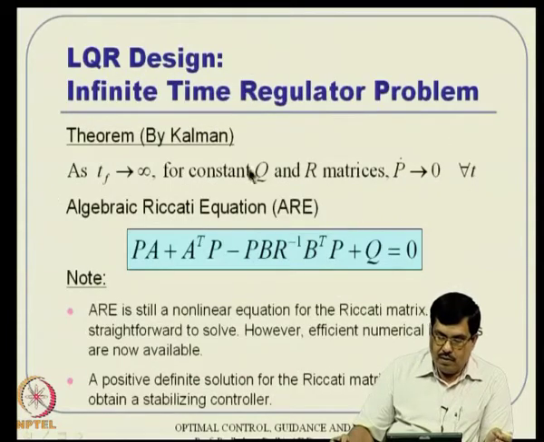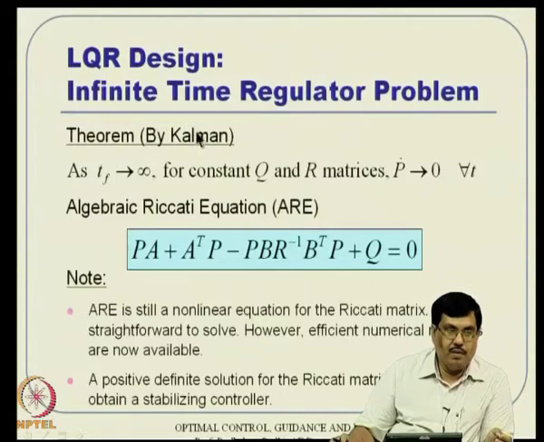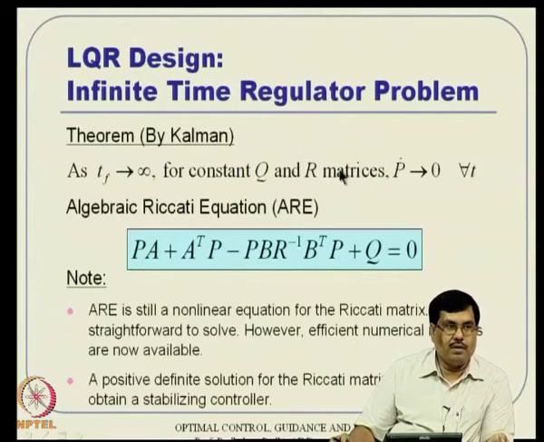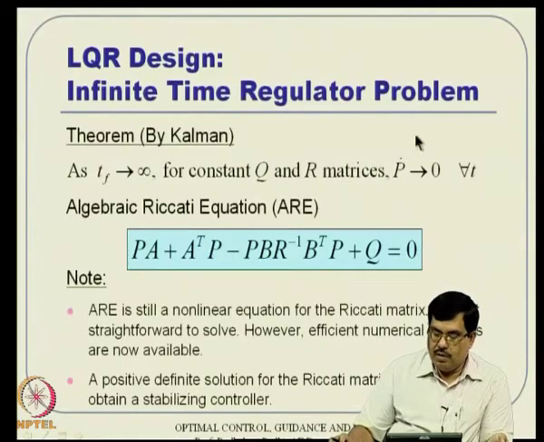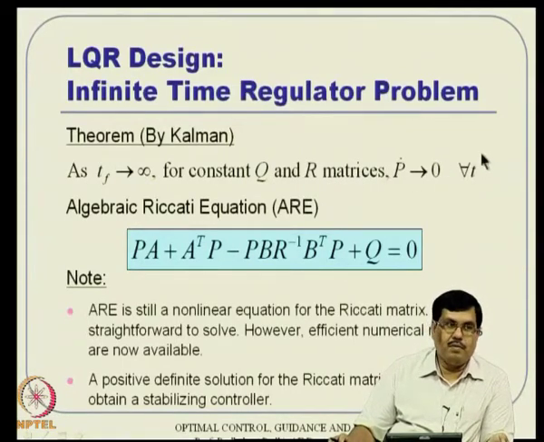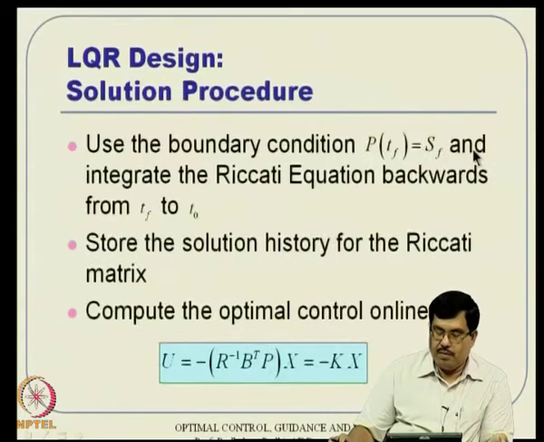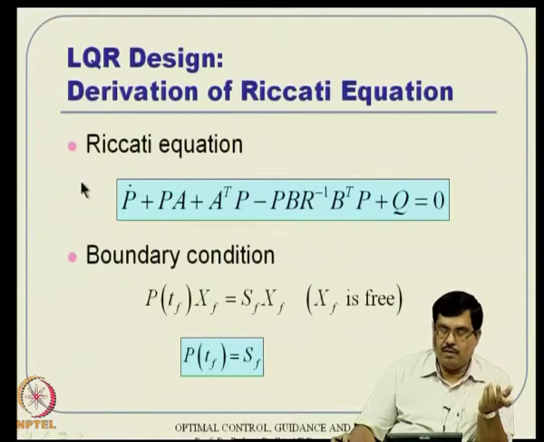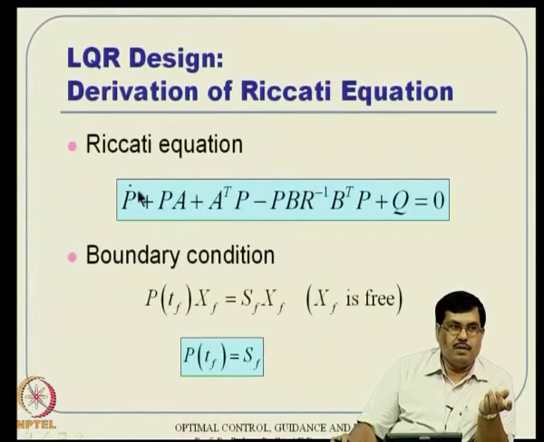Now, it turns out that this great theorem by Kalman again has simplified life quite a lot, and that is what is shown: when t f goes to infinity and somebody selects constant Q and R matrices, not time varying matrices, then P dot goes to 0 for all time from beginning to end. That means P dot remains 0 throughout, it does not change, so essentially P turns out to be a constant matrix.